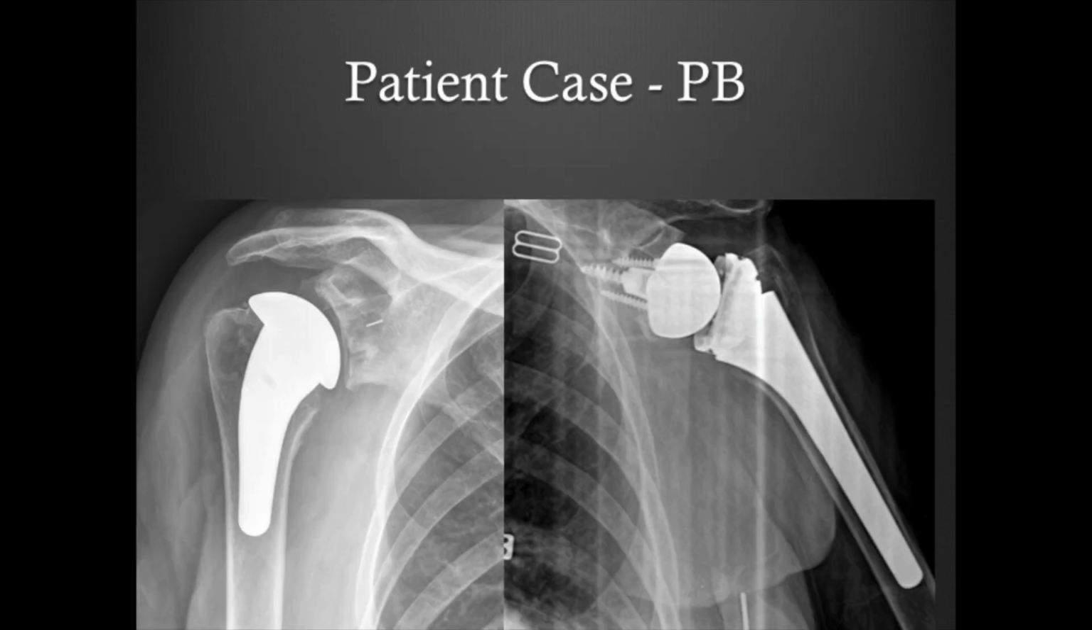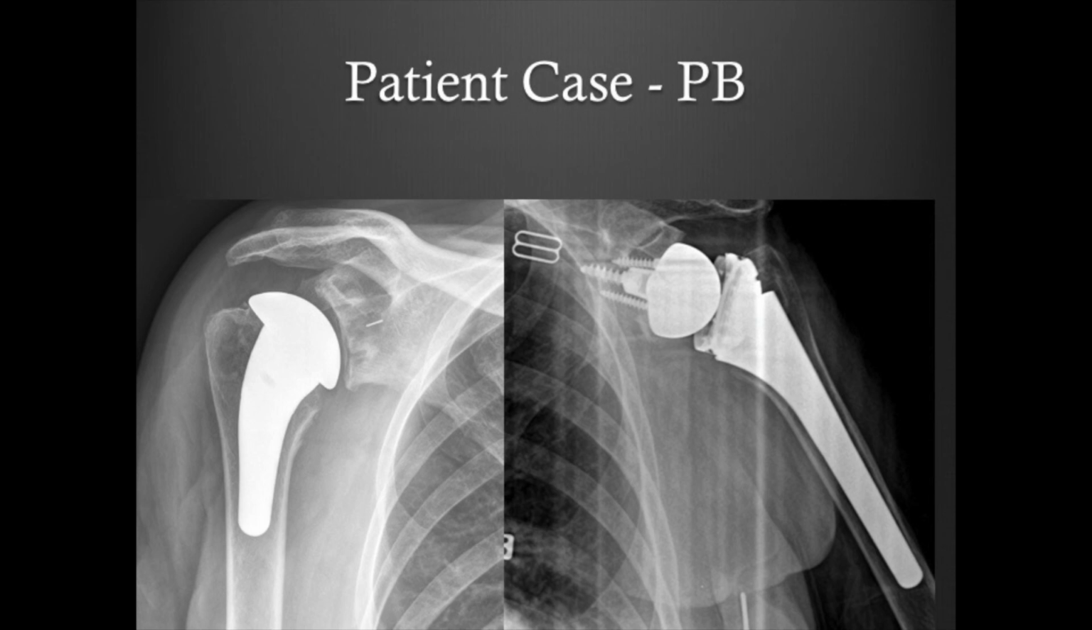As you can see from this x-ray, she was treated with the right total shoulder arthroplasty. On the left side, she is treated with the reverse total shoulder arthroplasty. The difference for procedures is due to the fact that on the left side, her rotator cuff was torn. On the right side, her rotator cuff was intact.